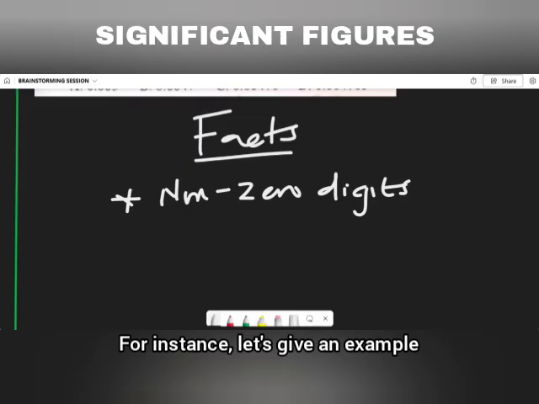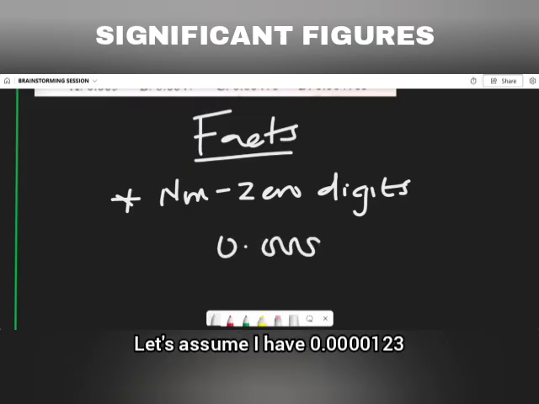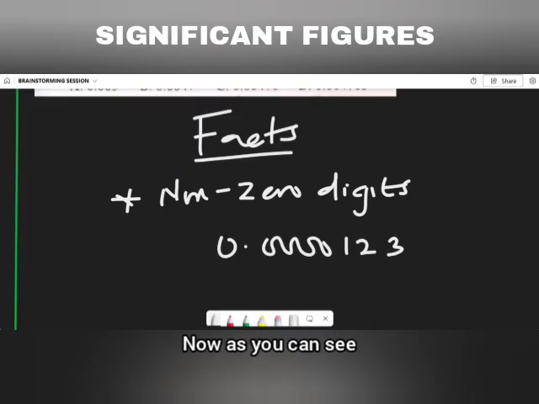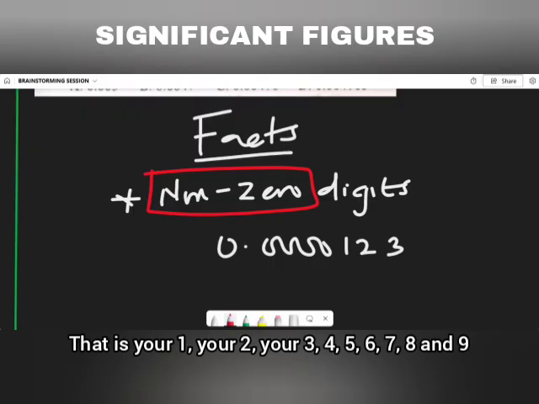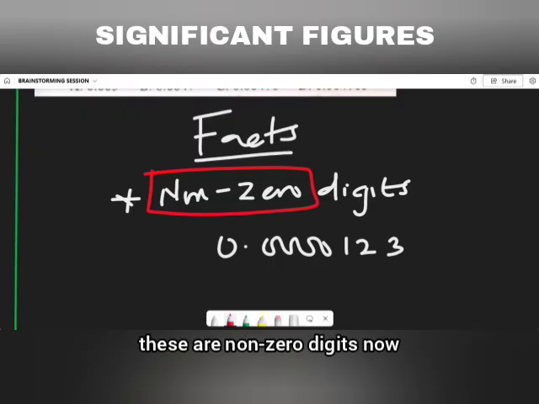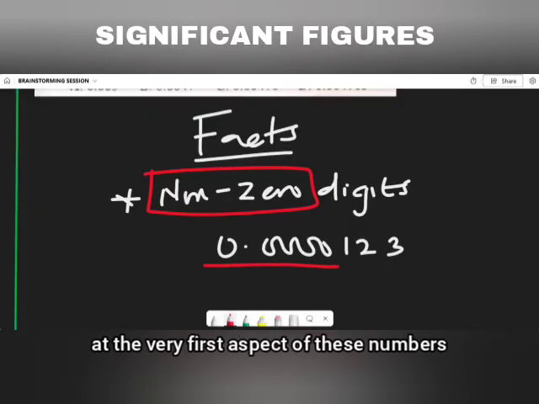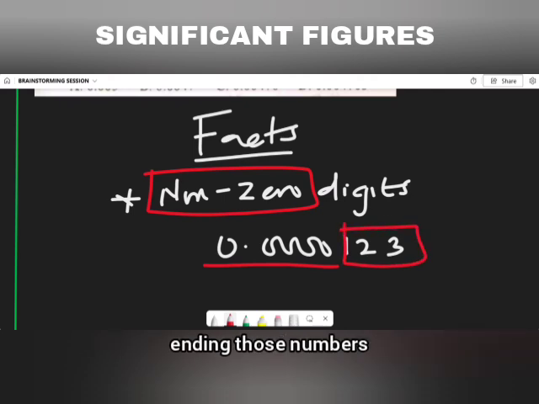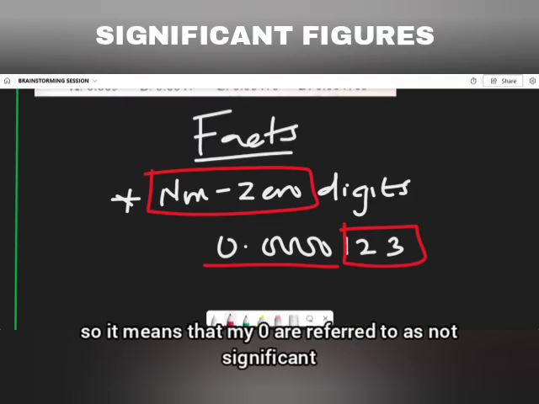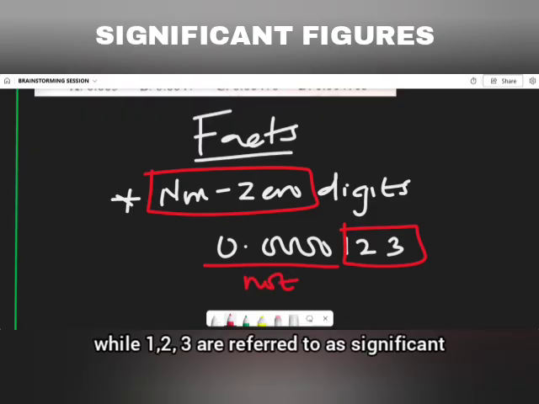For instance, let's give an example. Let us have 0.0000123. When I refer to non-zero digits, I'm talking of numbers that are not zero. That is your 1, 2, 3, 4, 5, 6, 7, 8, and 9. Now, if you look at it carefully, we have 0 at the very first part of these numbers, and 1, 2, 3 ending those numbers. So it means that my 0s are referred to as not significant, while 1, 2, 3 are referred to as significant.